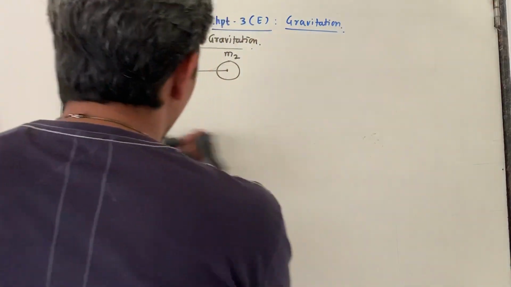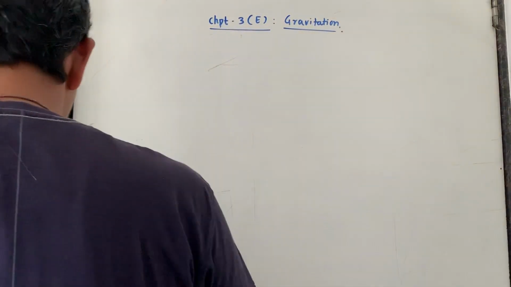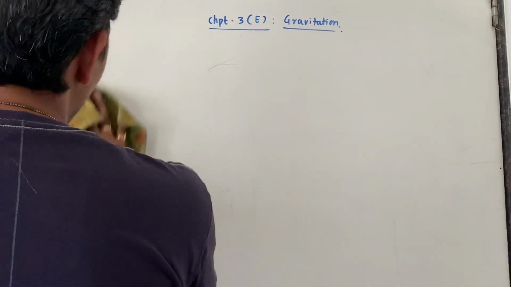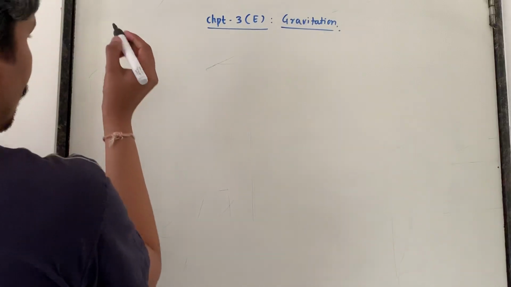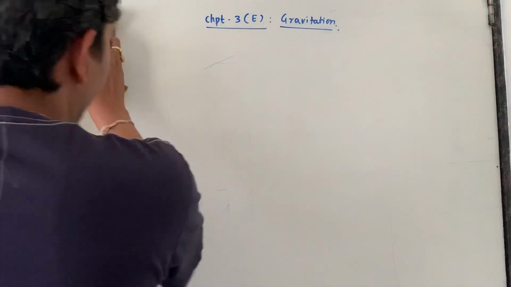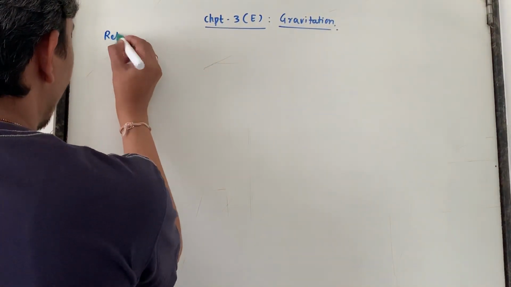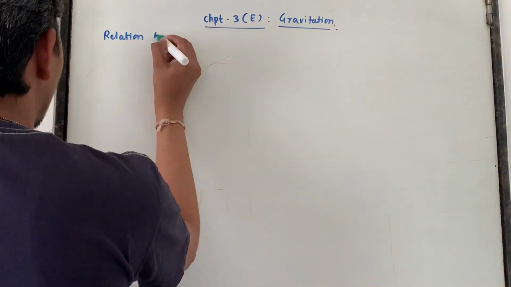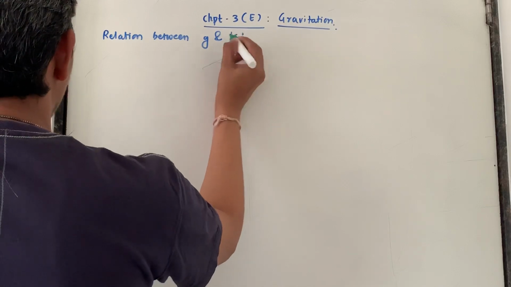Next part is about the relation between small g and capital G, right? This is again a 2-mark derivation they can ask, and based on this you have different questions. Now check that part. What is that relation? It is the relation between small g and capital G, right?